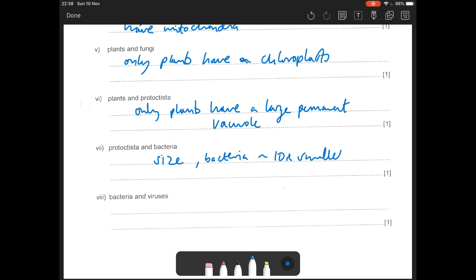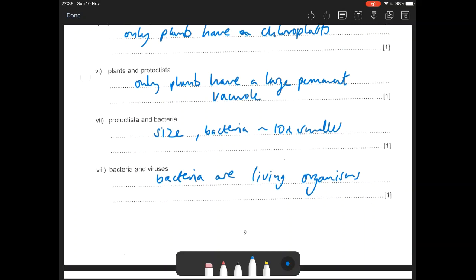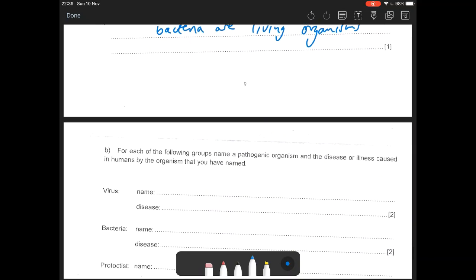Lastly, question 8, bacteria and viruses. Again, we could have used size. Bacteria are different to viruses, but the big difference, a lot of people picked this one up, which was good to see, is that bacteria are living organisms. Don't know why I put the air quotes there, it's not really air quotable. Viruses can't survive on their own, they need a host, they're not technically classed as living organisms, so that would be a big distinguishing feature between them there.